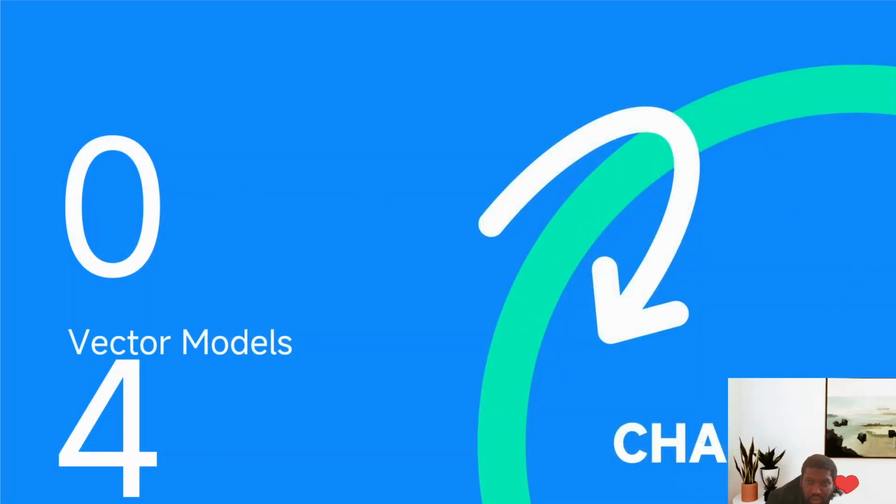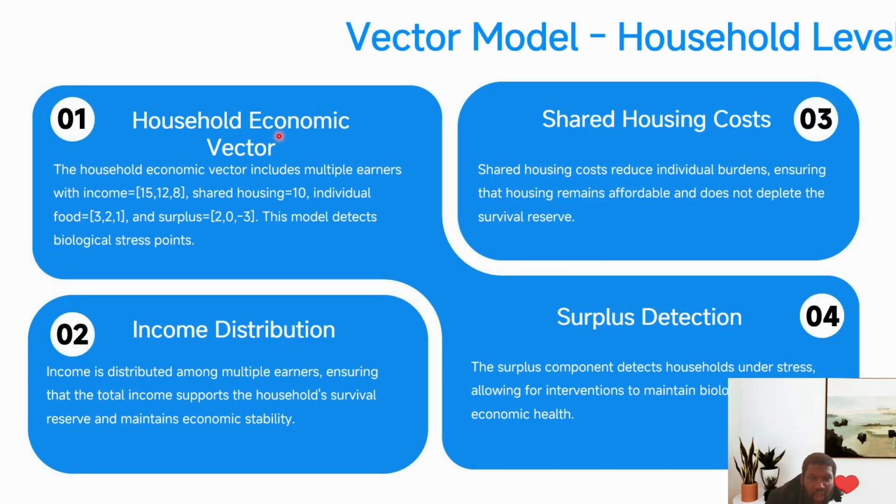4, vector models. Okay, let's see. Vector models. Household leader. The household economics model includes multiple earners. So individuals, food, water, surplus. This model takes biological stress points. Basically, shared housing with income 5, 2, 3 and people 3, 2, 1, and surplus, things that we don't really consider. So the shared housing household is a vector. If you have a big house, you have shared interest to share resources.